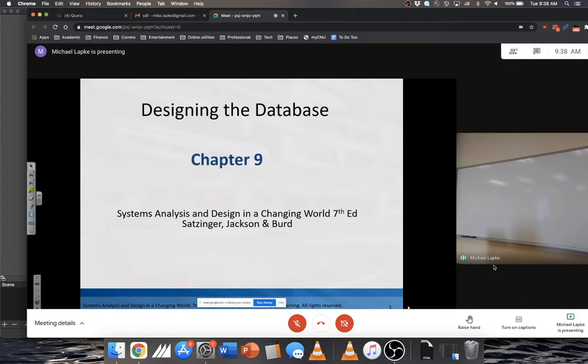There are almost infinite permutations of what a query can look like, and there are entire classes devoted to how to write effective queries, joining tables together, the Boolean logic that goes into it. It can be quite complex. What you'll be doing is the relatively simple SQL to just build a table.